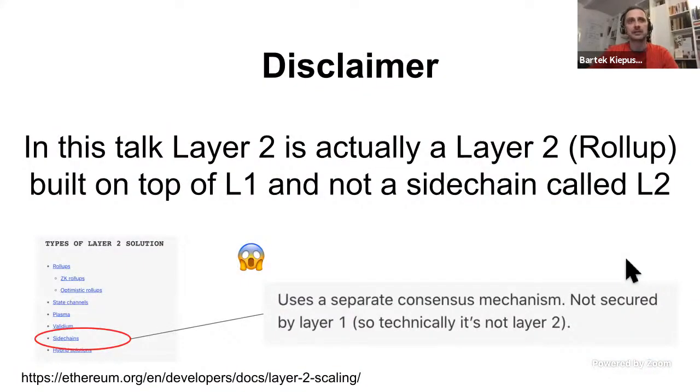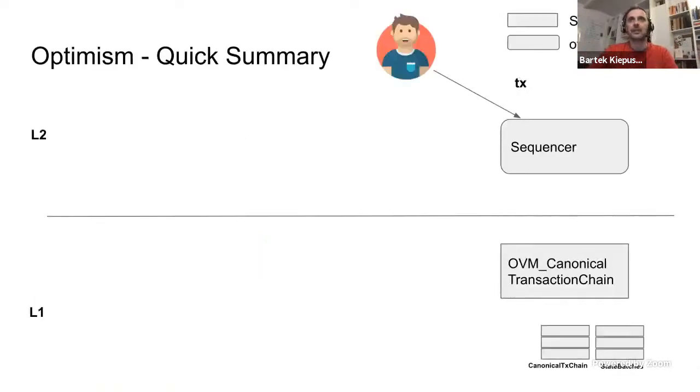A little disclaimer: whenever I talk about a layer 2, I actually mean a rollup, which is something that you build on top of L1 and not a side chain. I'm a little bit confused why some people, including the Ethereum Foundation, call all the scalability techniques layer 2, but to simplify, for me L2 is something that you build on top of L1, and it actually uses the security of L1. So, a very quick summary.